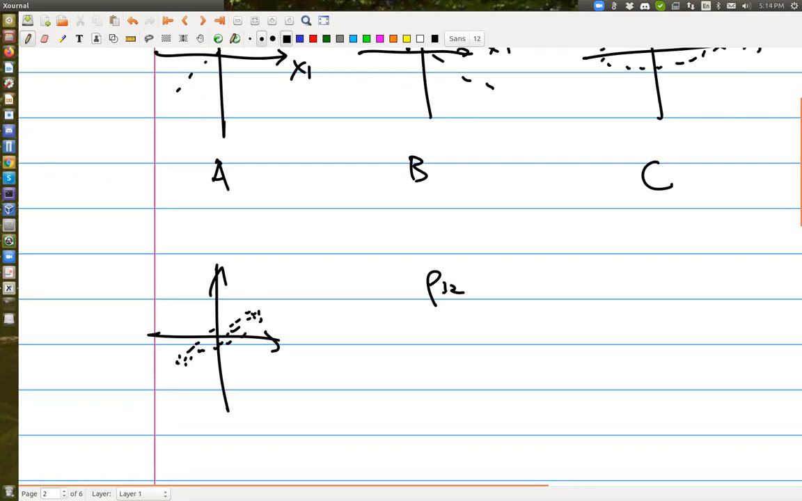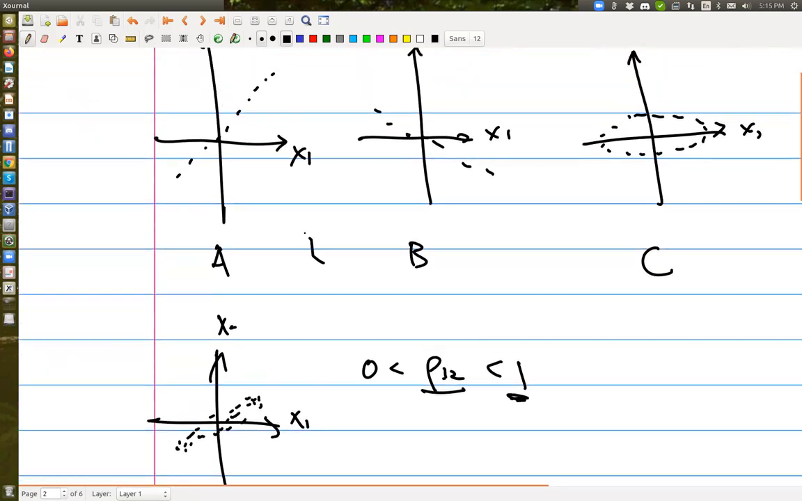Yes, okay, that's very good. So it will be between 0 and 1. You see that when x1 is larger, x2 tends to be larger as well. So you have a positive correlation, but it is not to the extreme of being equal to 1. So when you have a case like this, you will have 1.